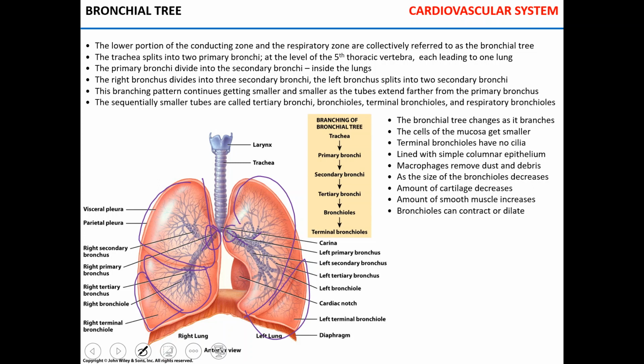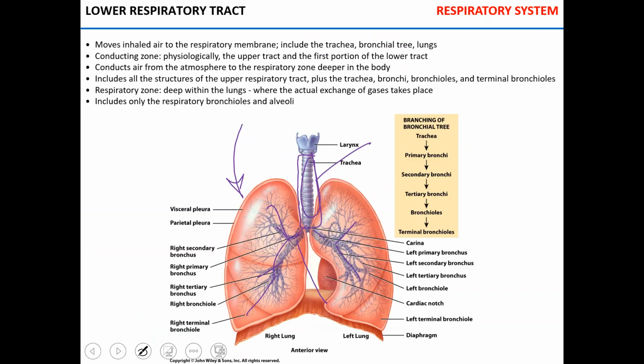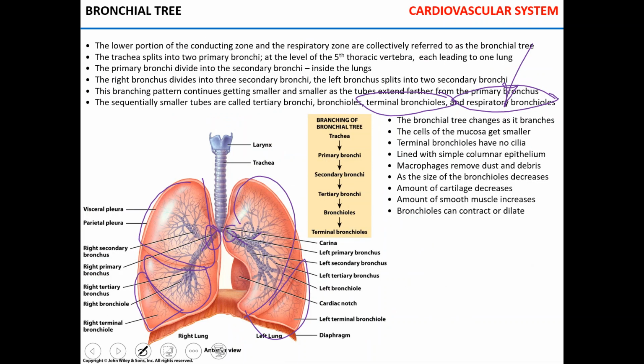Lobar bronchi branch further into secondary or segmental, tertiary bronchi. The segmental bronchi branch even farther into the bronchioles, and eventually bronchioles produce what's called terminal bronchioles. That's the last structure of the conducting zone. Terminal bronchioles finally branch into the respiratory bronchioles, and respiratory bronchioles, along with alveoli, form the respiratory zone in the lungs.